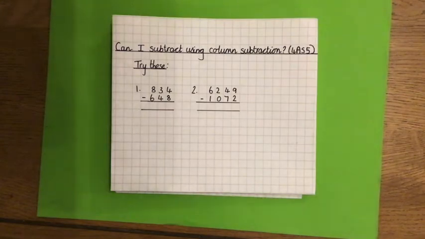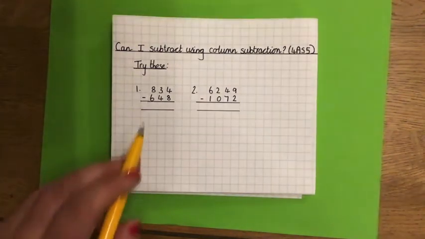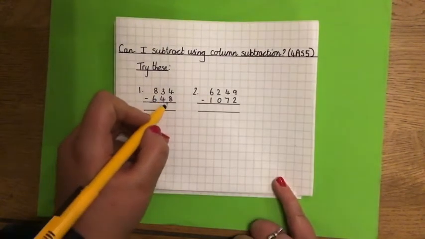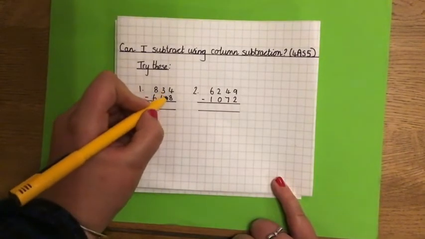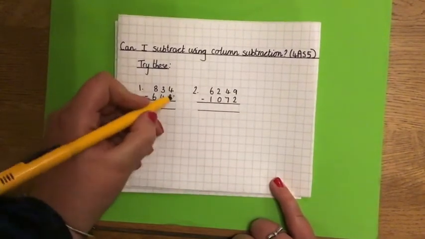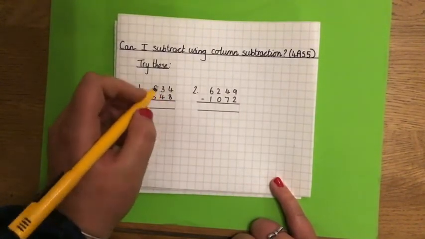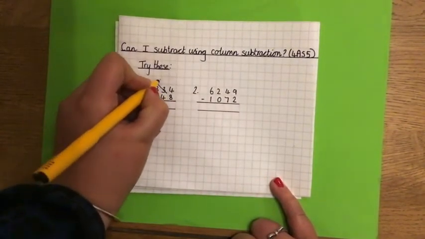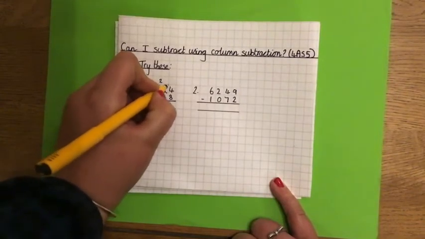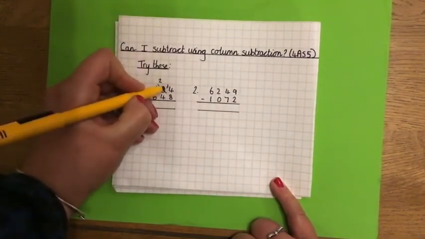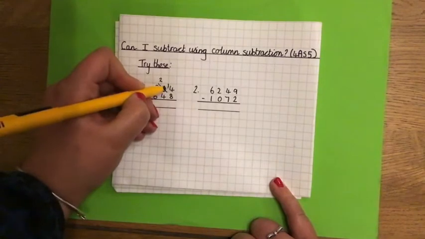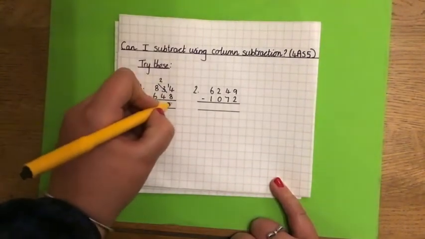Okay, let's see how you got on then. So, number 1. First of all, in the ones column, we've got 4 take away 8, which we can't do. So we're going to have to exchange from the tens column. So that's now going to become a 2. And then I'm going to carry that 10 that I've stolen to make 14. So 14 subtract 8 is 6.